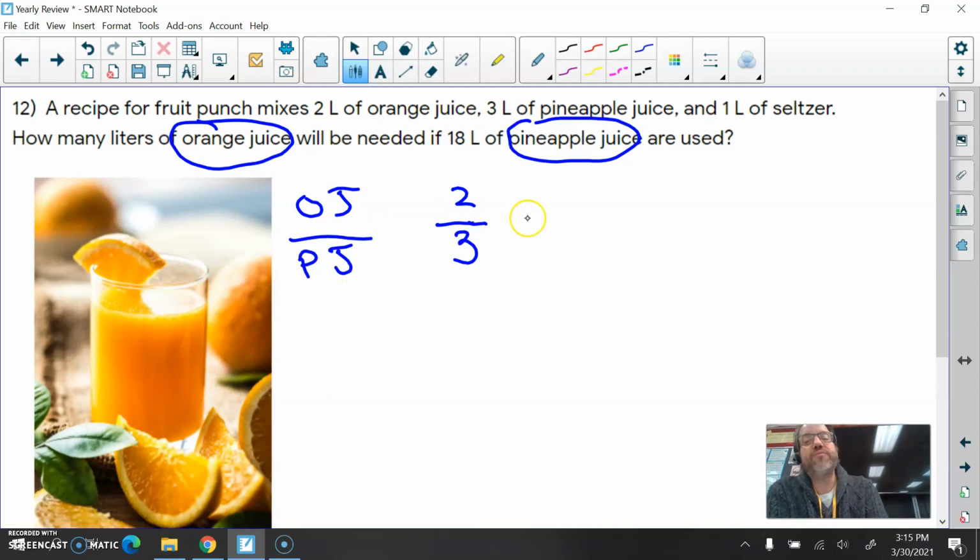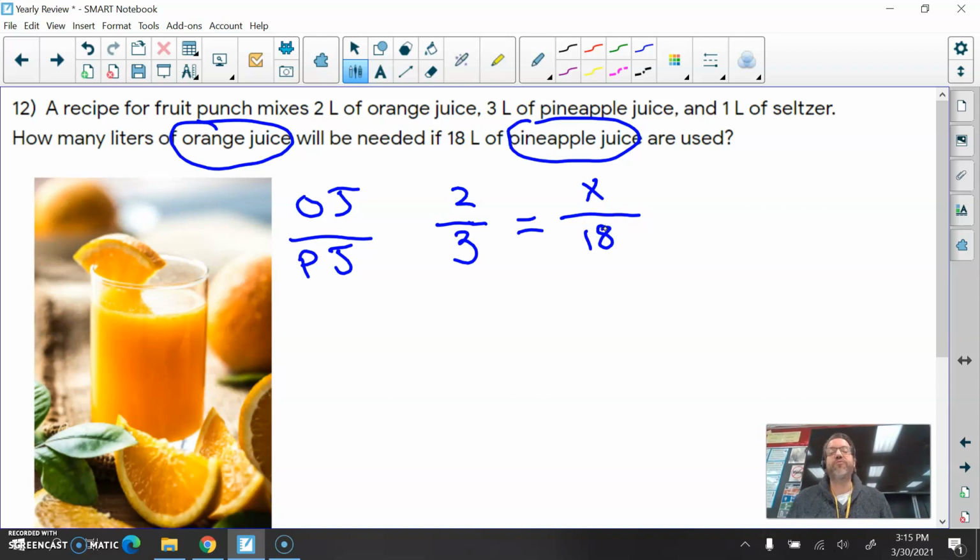So now I'm looking for an equivalent ratio. How many liters of orange juice? So this is my unknown. How many liters of orange juice, I'll call it X, will be needed if 18 liters of pineapple juice are used?